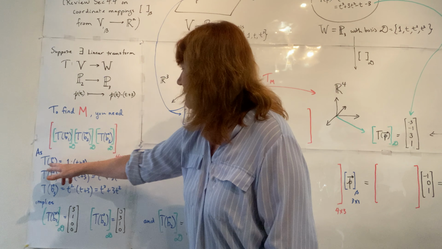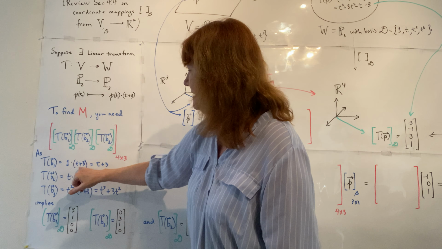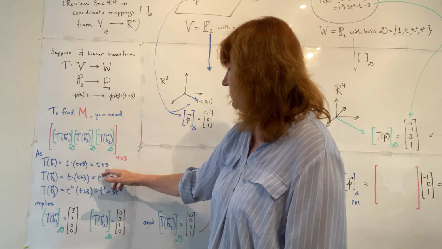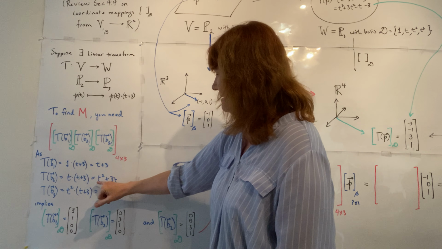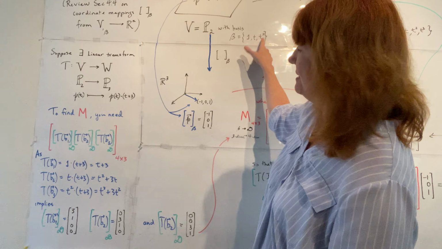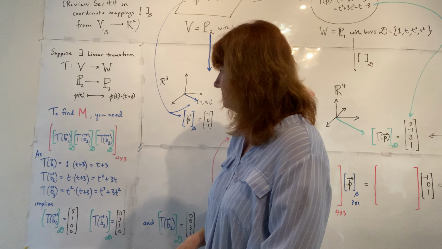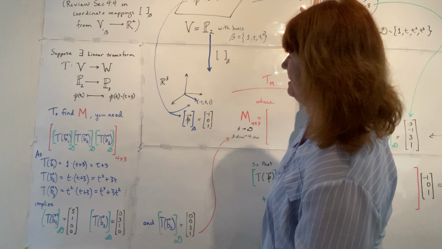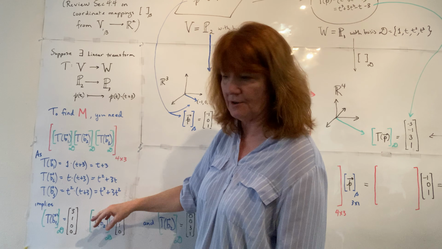So T of B1. B1 was the basis vector 1. We multiply it by t plus 3 because that's what this linear transformation does, and we get t plus 3. T of B2, again, we take that basis vector t, multiply by t plus 3, we get t squared plus 3t. T of B3, multiply it by t plus 3, gives us t cubed plus 3t squared. So these are the images of B1, B2, and B3, but I don't want just them, I want their coordinates in terms of R4.